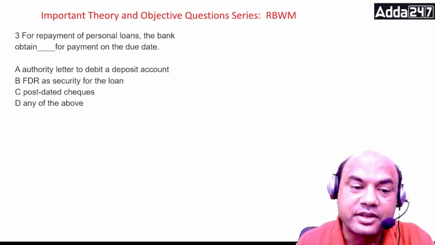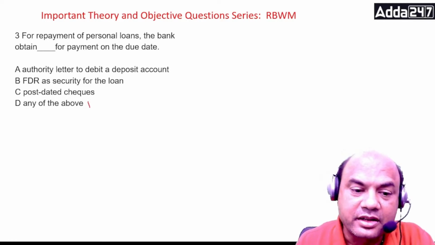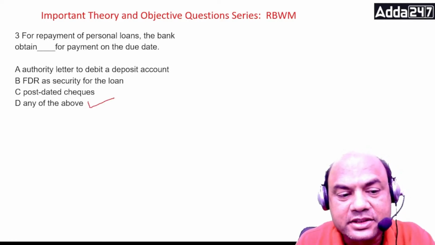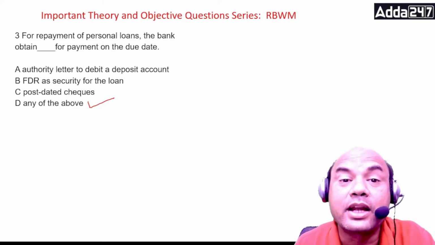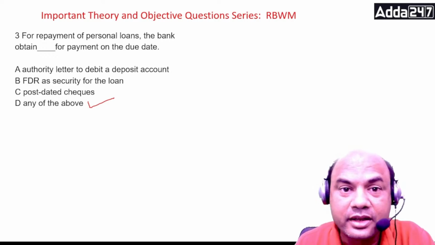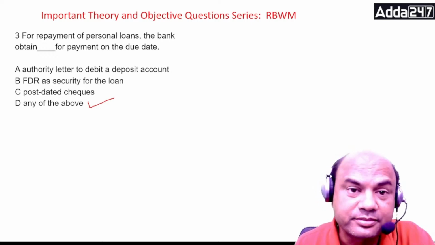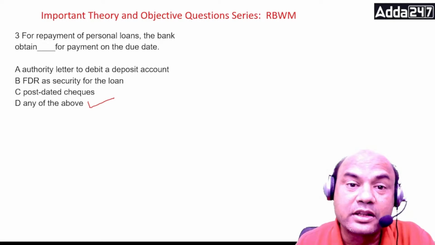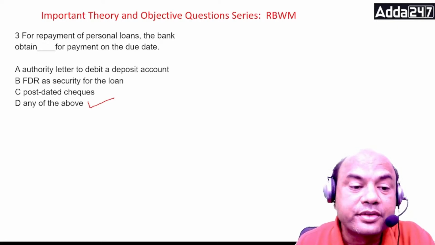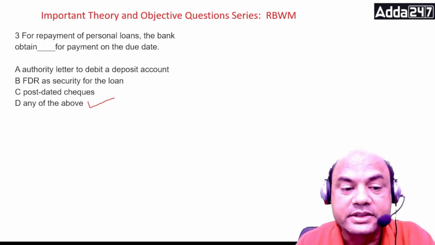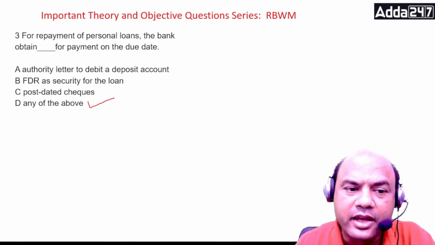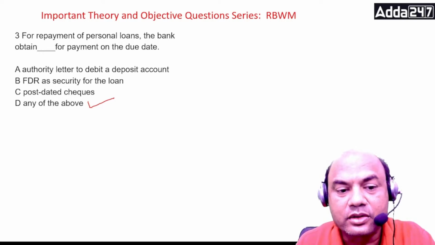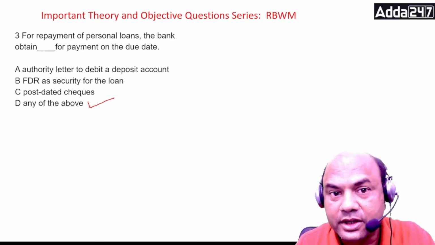The answer is actually any of the above. See here, now the question over here is PDCs. PDCs are now gone. It's out of date, isn't it? Because all the banks are having that NACH system. Okay, NACH, I have taken a separate topic on this. This National Automated Clearing House. So, post-dated checks. Now these are out of flavor actually, but then also you can take it. FDR banks do take it. Then authority letter to debit the deposit account, that is also taken.